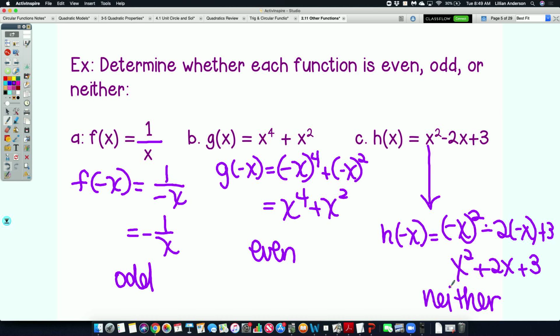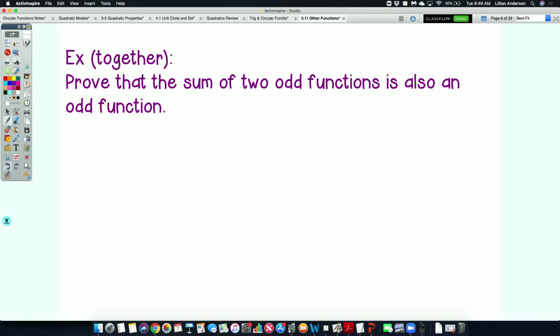Okay, good stuff. So yes, please make sure that for it to be the exact opposite, every single thing will need to be different. Will need to be changed. Okay? We're going to do this one together. The next one's going to be on your own.